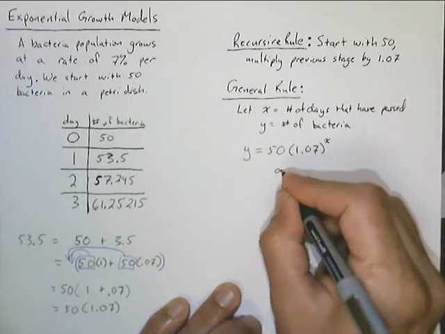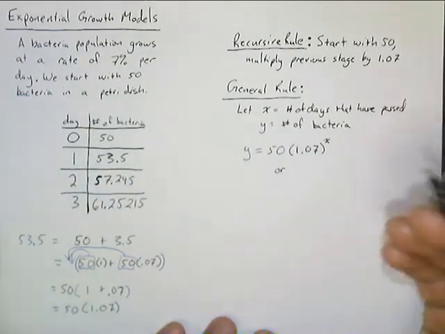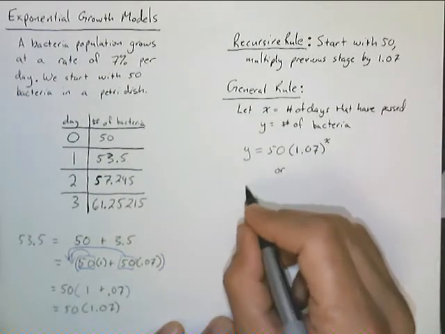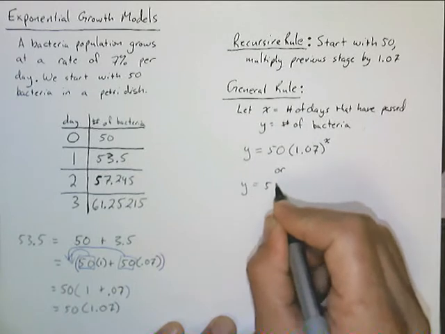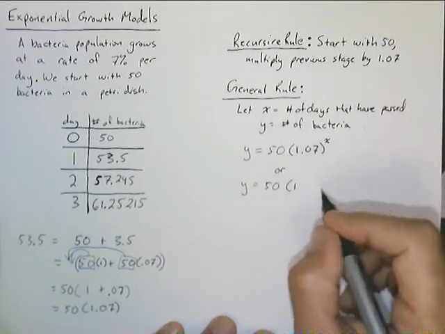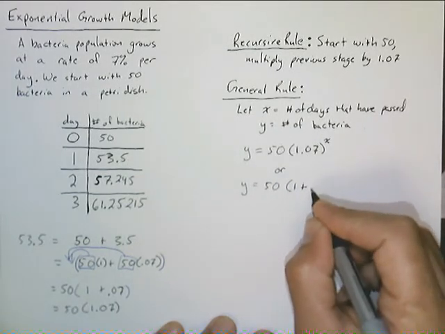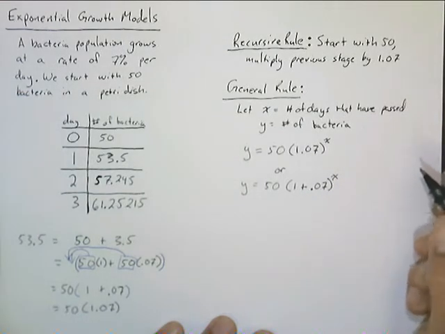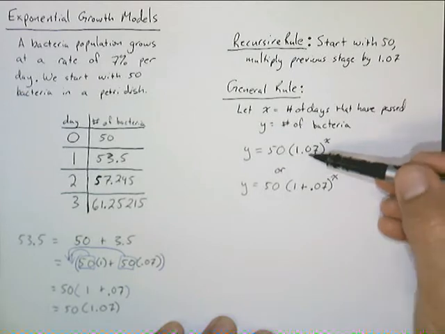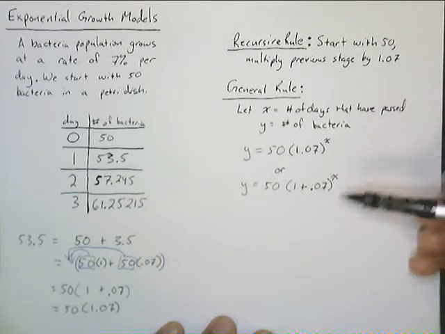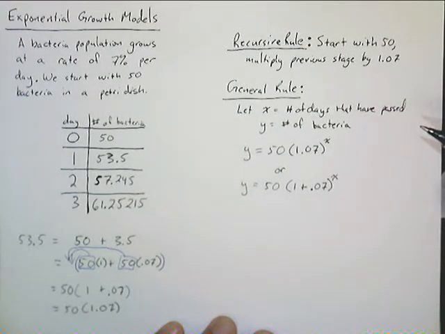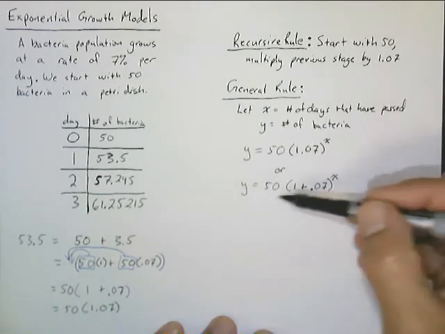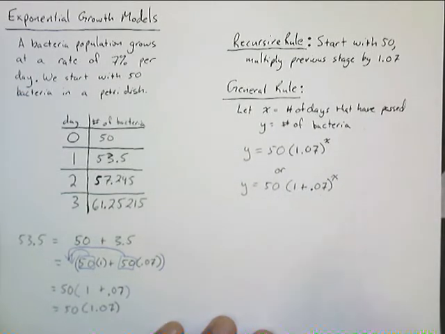Or, if we wanted to, focusing on the increase of 7% each day, we could write this as y is equal to 50 times, instead of 1.07, we could write (1 plus 0.07) to the power of x. This equation up here is just focusing on the fact that we're multiplying by 1.07 each time. This equation is focusing on the fact that we're gaining 7% each day.